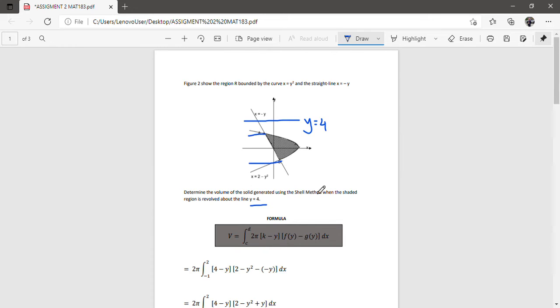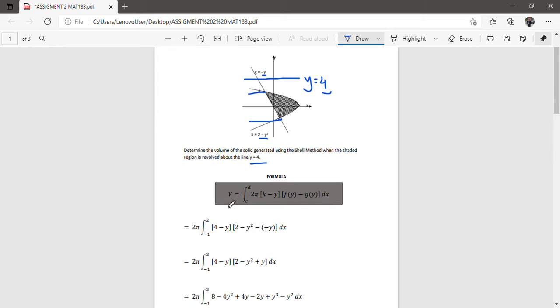k is this value 4, and f(y) is 2 minus y to the power of 2 minus g(y). g(y) is negative y. Okay, so we substitute it into this. The 2 pi here is the coefficient which can be excluded, and we need to integrate negative 1. Negative 1 is the value of c, and 2 is the value of d. And then 4 minus y. 4 is where we can see that y equal to 4.